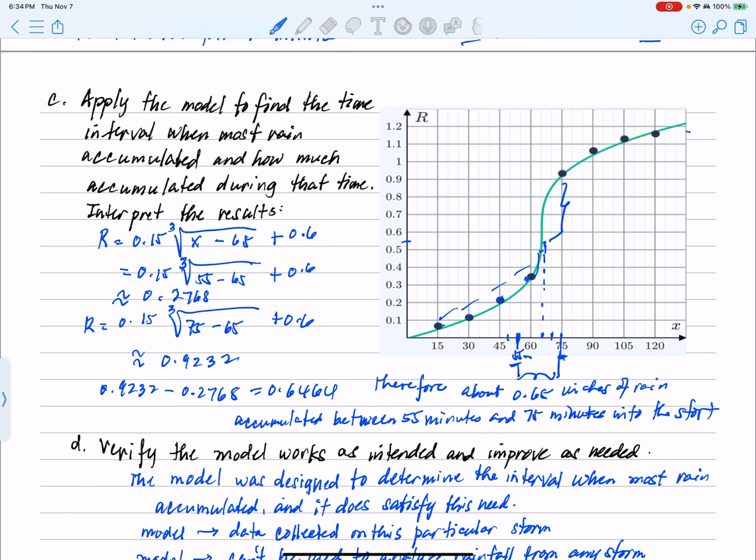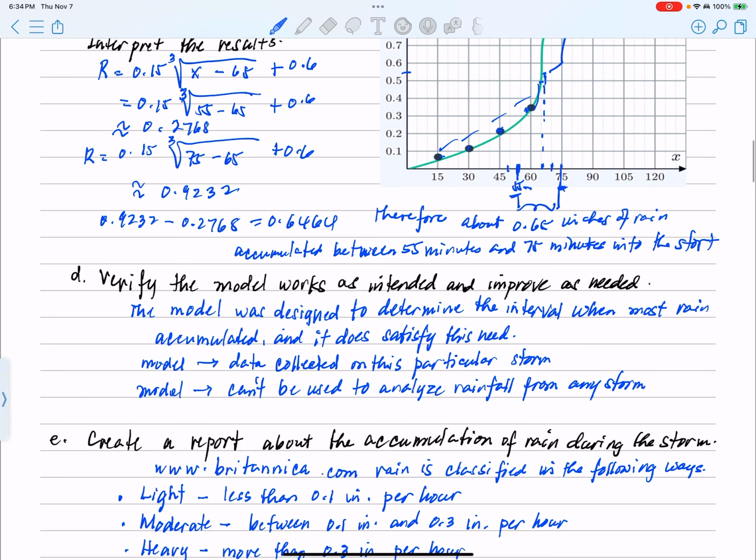Verify the model works as intended and improve as needed. So to verify the model, we need to determine whether the model answers the question we need to answer, and whether it answers the question accurately. So we will also need to discuss the limitations.